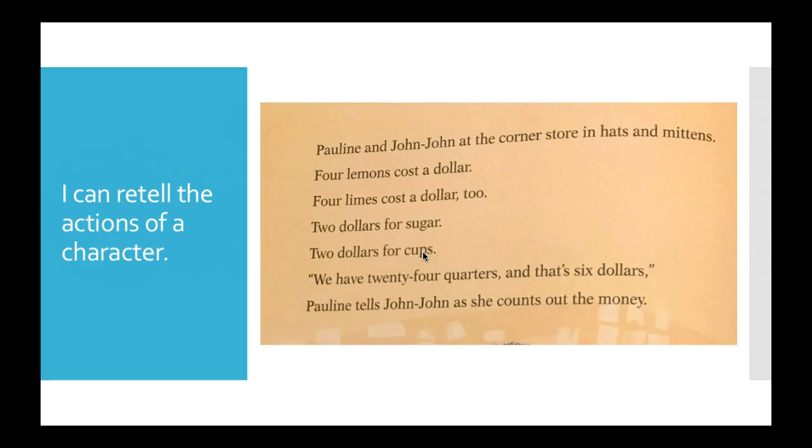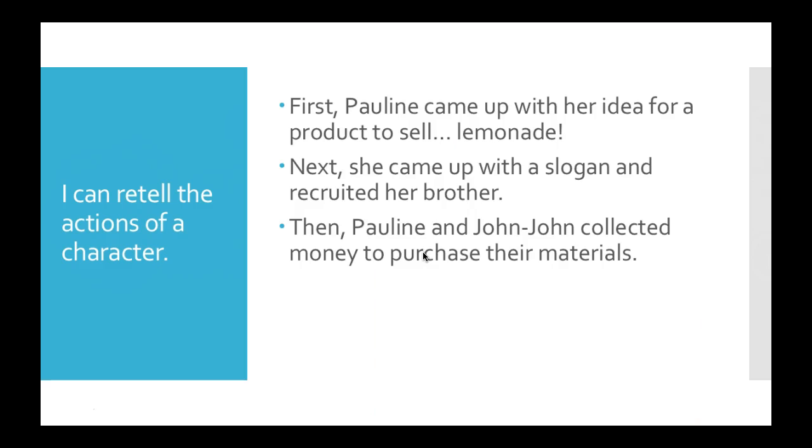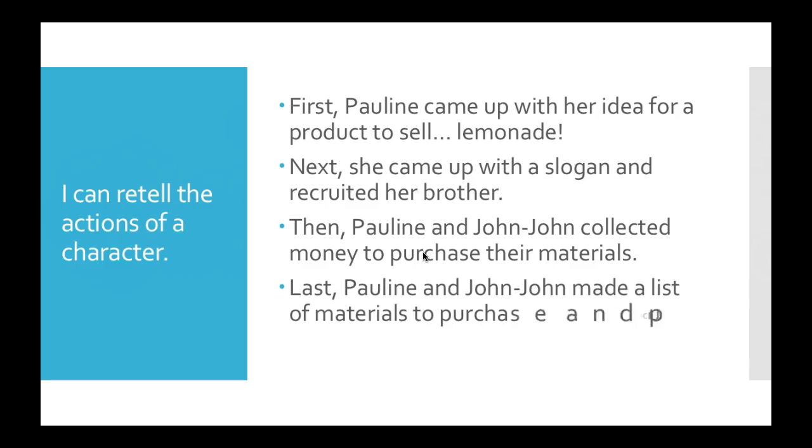If you said either of those things, pat yourselves on the back. We could even see it here. They found the 4 things they needed and they lined up the money to pay for it. Good thing they got that money. Let's see what they did last. So last, Pauline and John made a list of materials to purchase and they purchased them from the store.